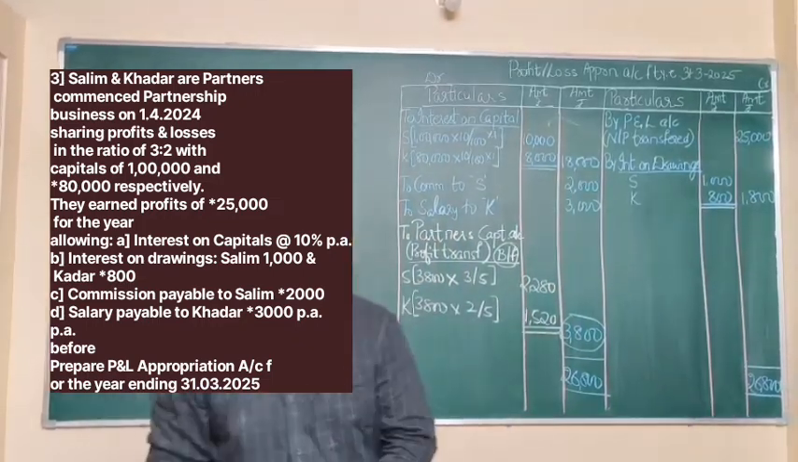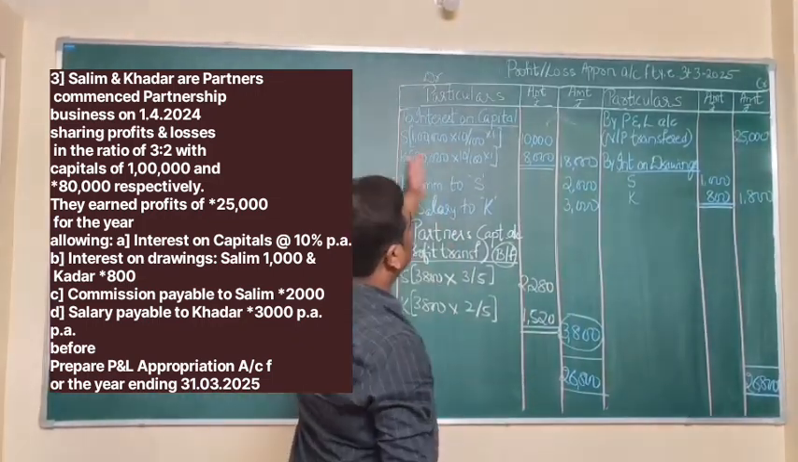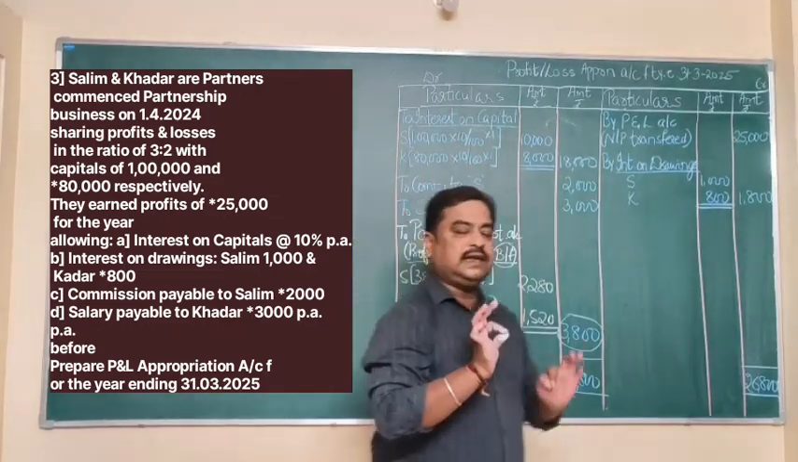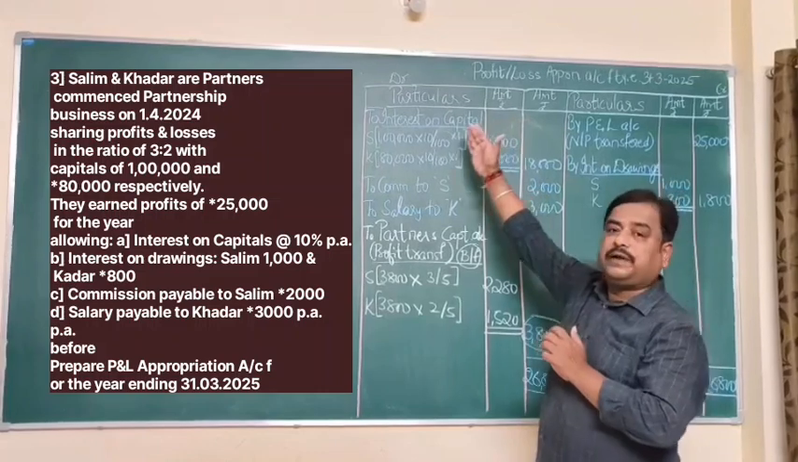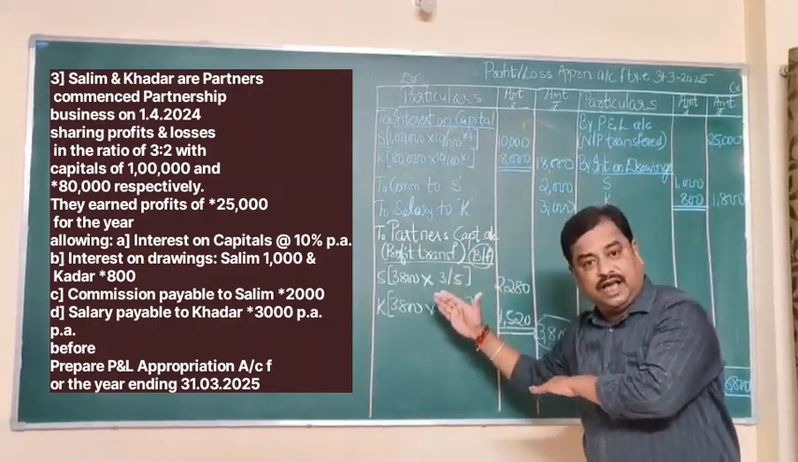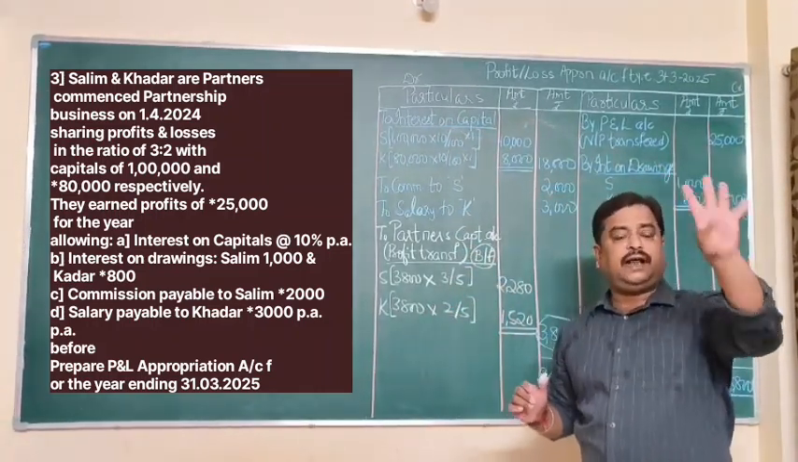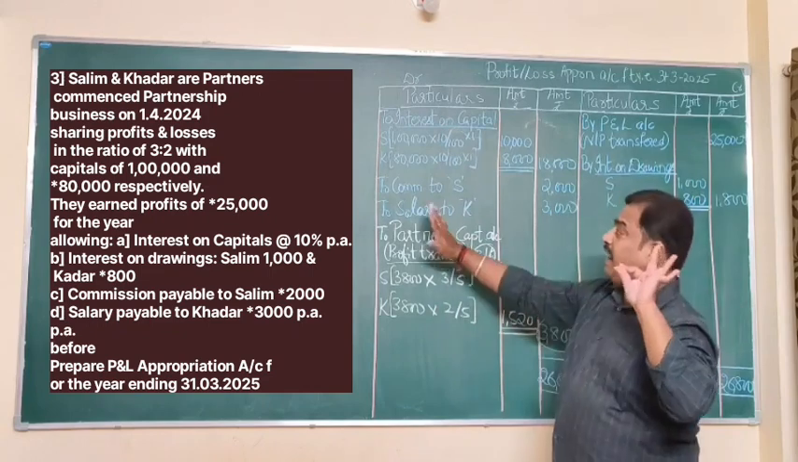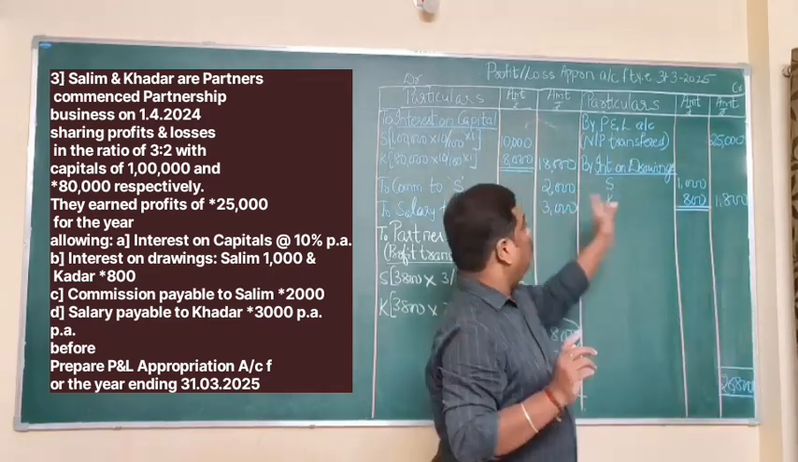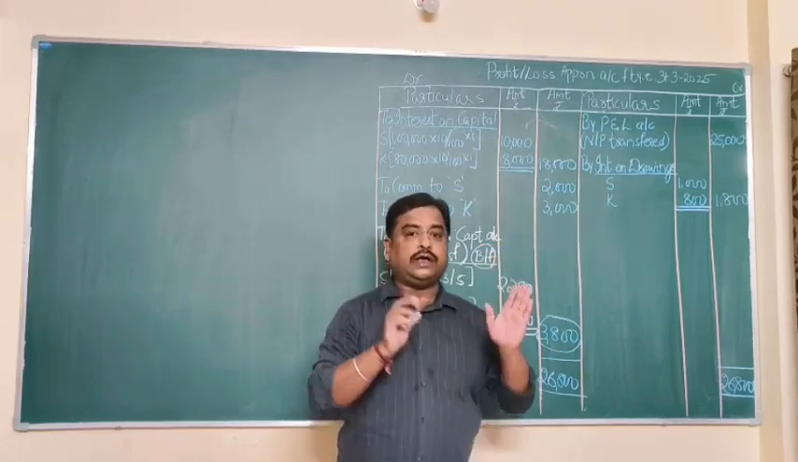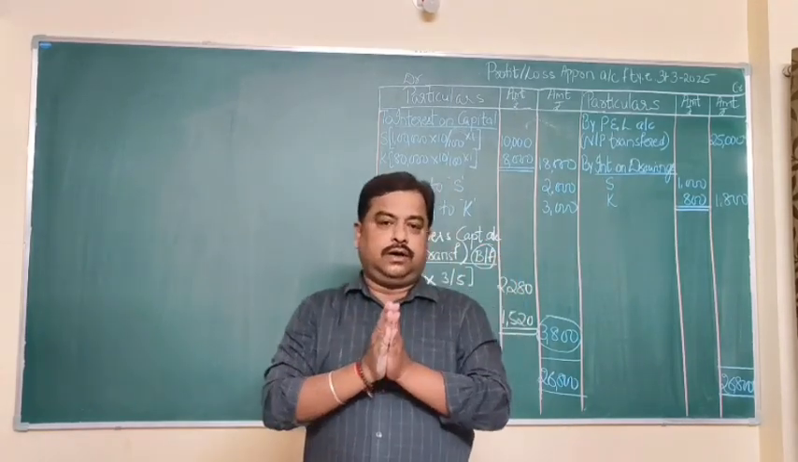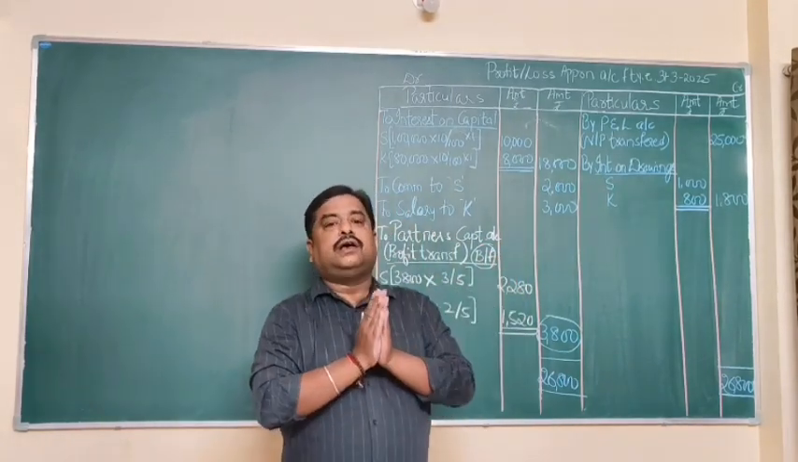Okay, students? Just go through the solution once. Four adjustments will come. I am repeating once again. Three adjustments come on the debit side of the account, that is interest on capital, salary, bonus, commission, and interest on partners' loan, and one adjustment will come on the credit side, that is interest on drawings. Okay, students, just go through the solution here.